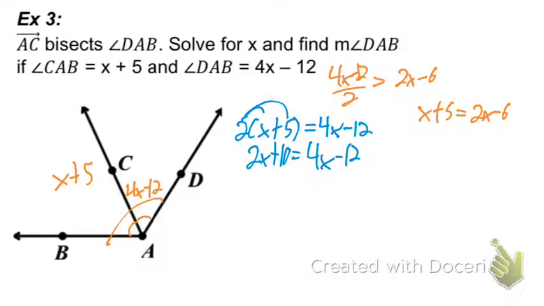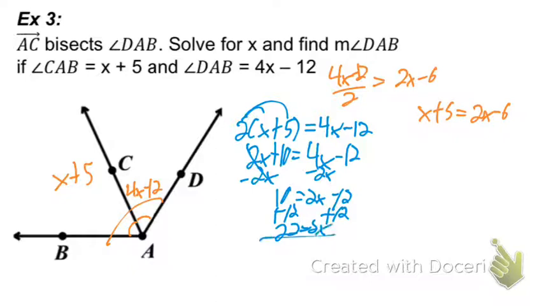So in the blue, I'll do this one first, then I'll go through and do the orange, okay? So in the blue, we continue solving this. You subtract 2x, subtract 2x. 10 is equal to 2x minus 12. Add 12. 22 is equal to 2x. Divide both sides by 2.